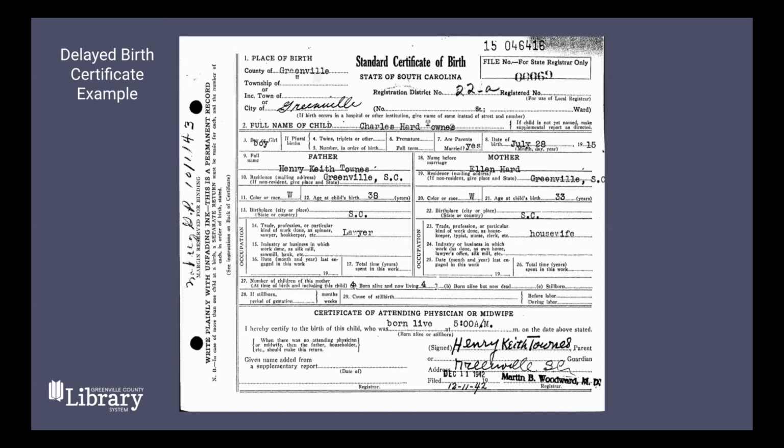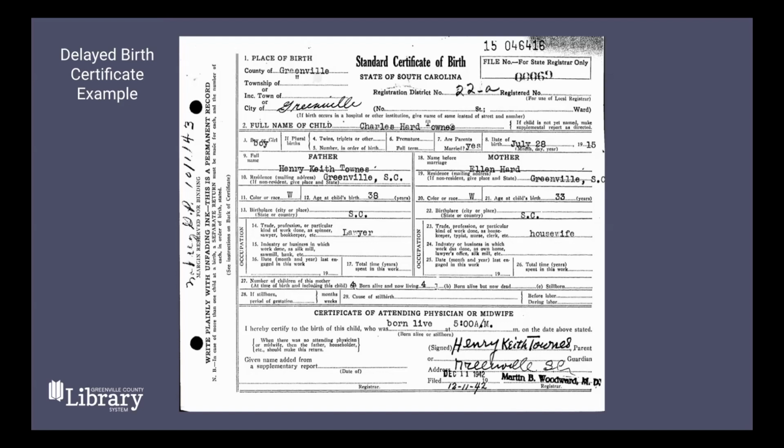But once again, we have the mother's name, which we have the maiden name, which is very helpful. So we know his mother's maiden name was Hard, so Ellen Hard, and we have his father's name. And we also have their mailing address where they were in Greenville, and we have their ages. And then we have their occupations. So this is a 1942 version of the birth record, but it is considered a delayed one because he was actually born in 1915.